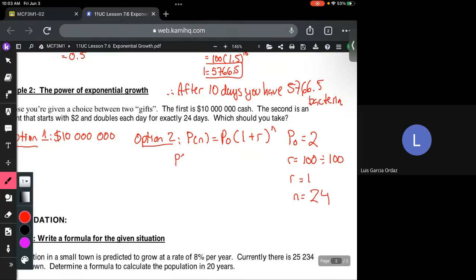So I'm going to have P of n is equal to $2 times 1 plus 1 to the power of n. So now I'm just going to plug in 24 for n because I'm doing this for 24 days.